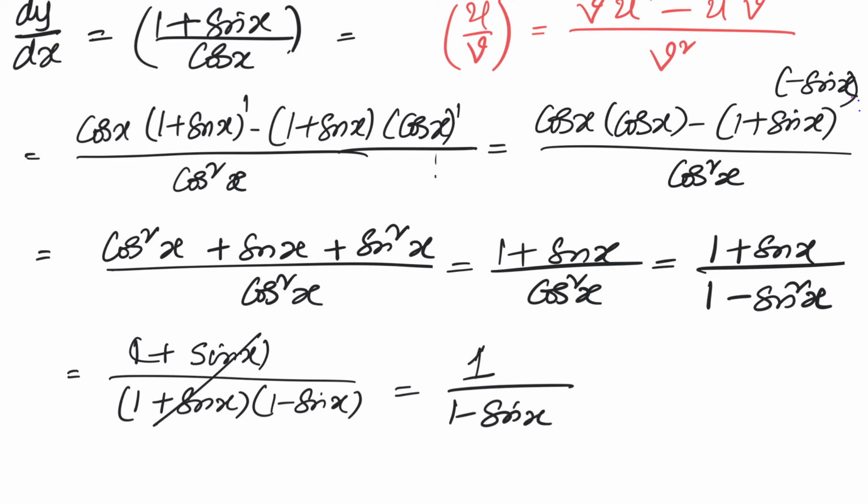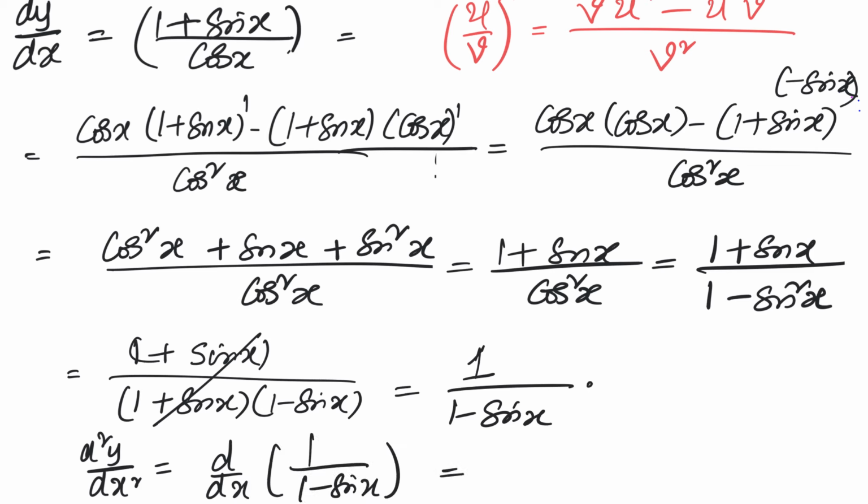Once we know that dy by dx is 1 by 1 minus sin x, what will be d square y by dx square? That's equals d by dx of 1 by 1 minus sin x. What is the derivative of 1 by x? 1 by x derivative is minus 1 by x square. Here our x is 1 minus sin x, so we'll have minus 1 by (1 minus sin x) whole square into the derivative of 1 minus sin x.